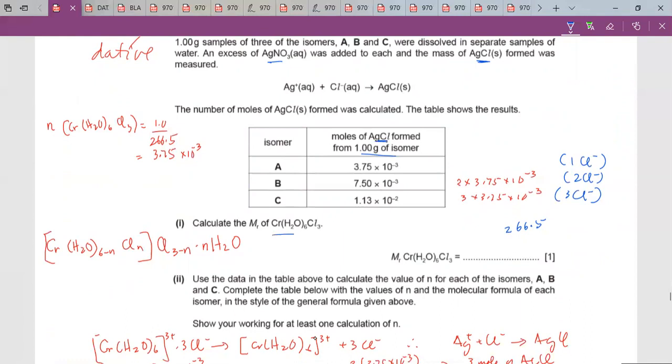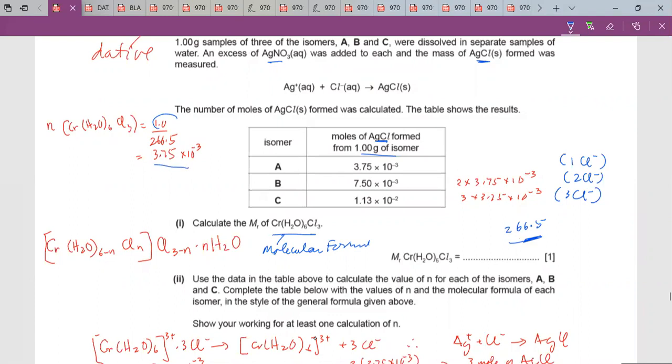Calculate the Mr of this one. I mean, this is the molecular formula, the whole thing. So we found it to be 266.5. And we use 1 gram, so the number of moles will be 3.75 times 10 to the power minus 3.